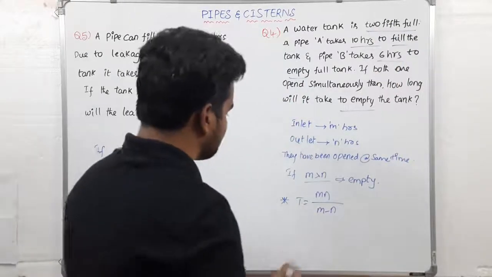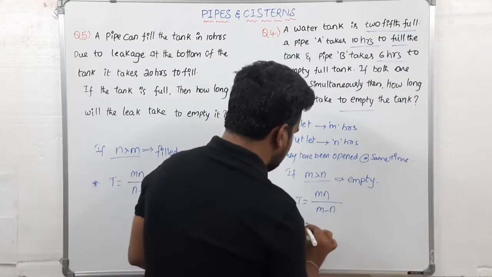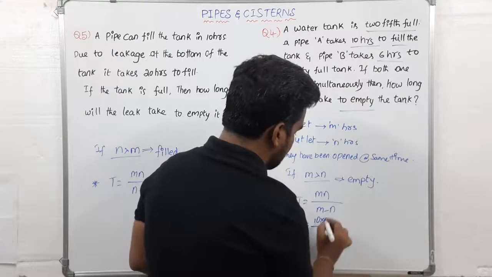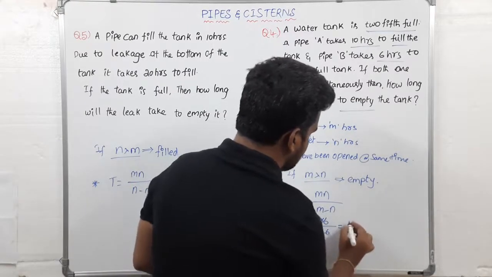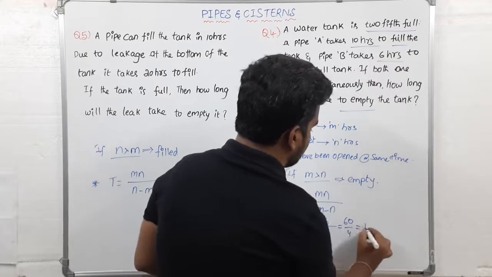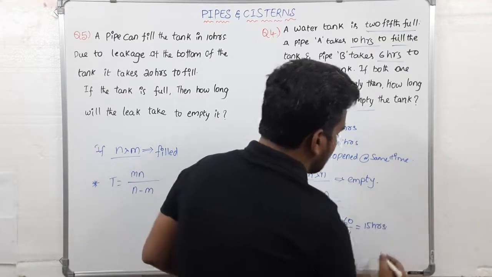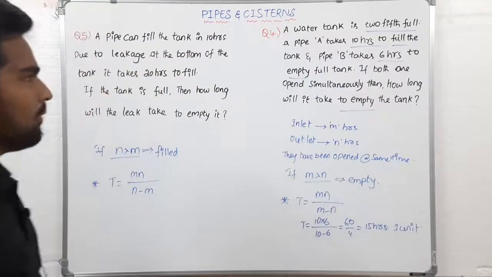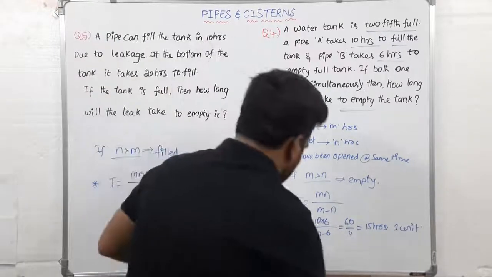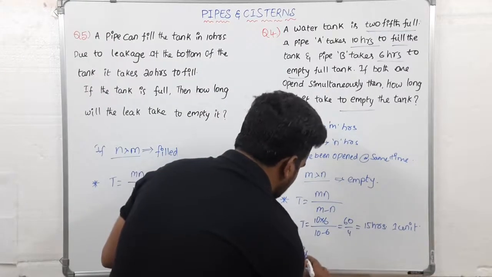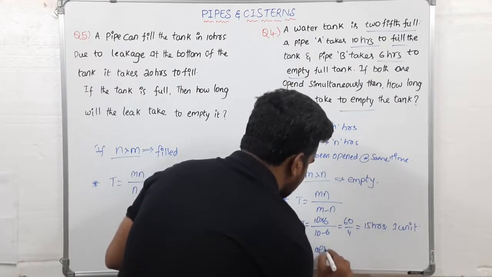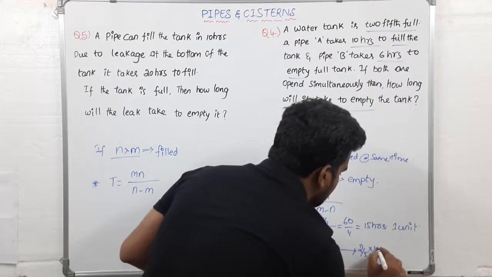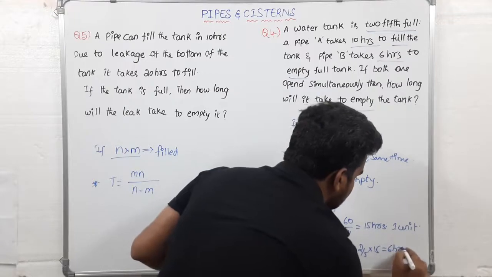So what is the formula to empty the tank? T equal to mn by m minus n, where m is 10 hours and n is 6, so 10 into 6 by 10 minus 6, which is 60 by 4, that is 15 hours to empty 1 unit of tank. But they have mentioned that the tank is 2/5 full. Therefore, to empty 2/5 of the tank, we require 2 by 5 into 15, that is 6 hours.